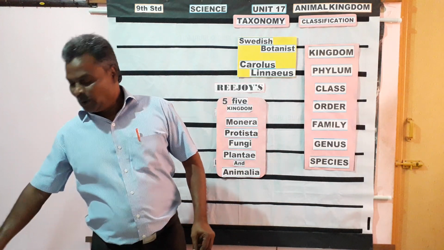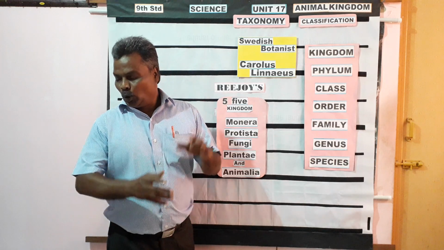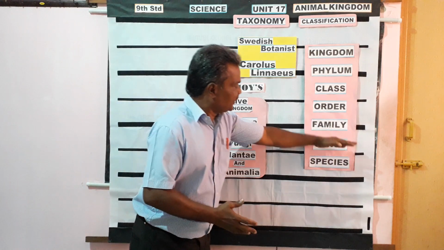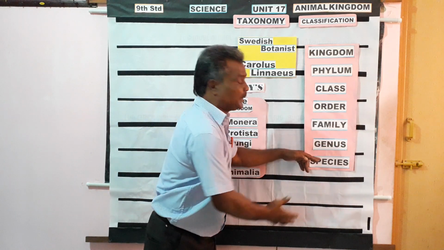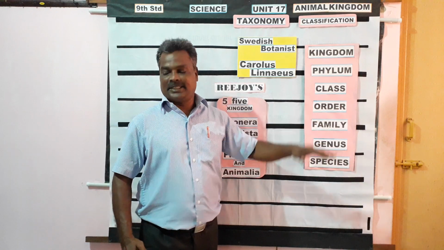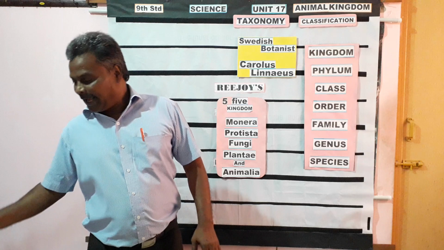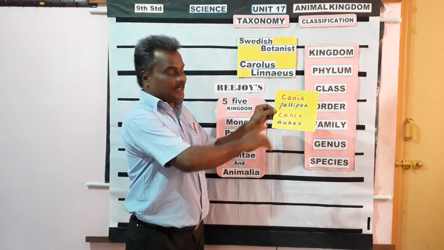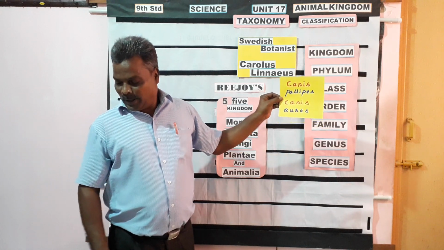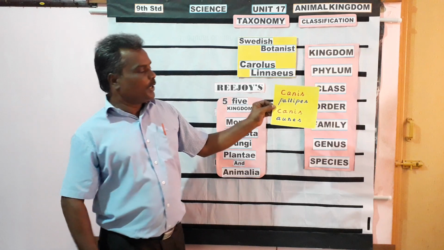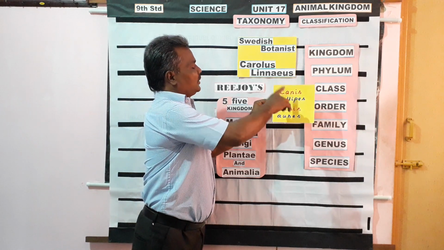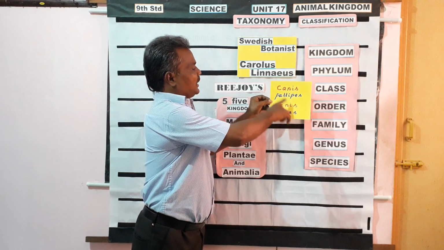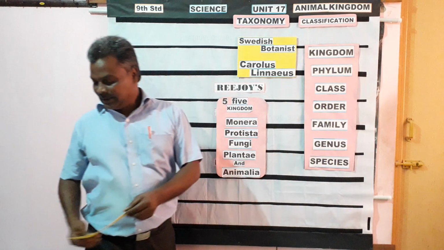Next, genus. A group of closely related species is called genus. Genus is nothing but closely related species. For example, Canis palapus and Canis auris. Canis palapus is the Indian jackal. Canis auris is the Indian wolf. Both belong to different species, palapus and auris, within the genus.